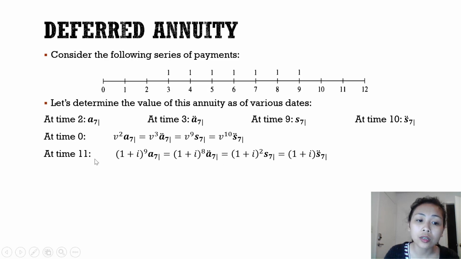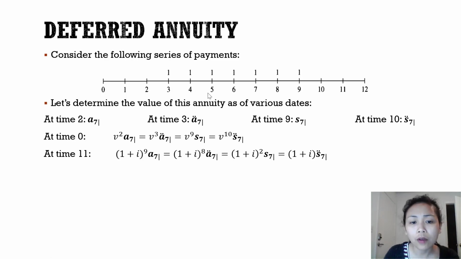Or if you consider time 11, the value of this annuity is basically a7 times (1+i)^9 because you bring this amount from time 2 to time 11, so you move forward 9 steps. And similarly, you have (1+i)^8 times ä7, and (1+i)^2 s7, (1+i) ä7. So that's how you evaluate the value of an annuity in which the first payment starts at different times.